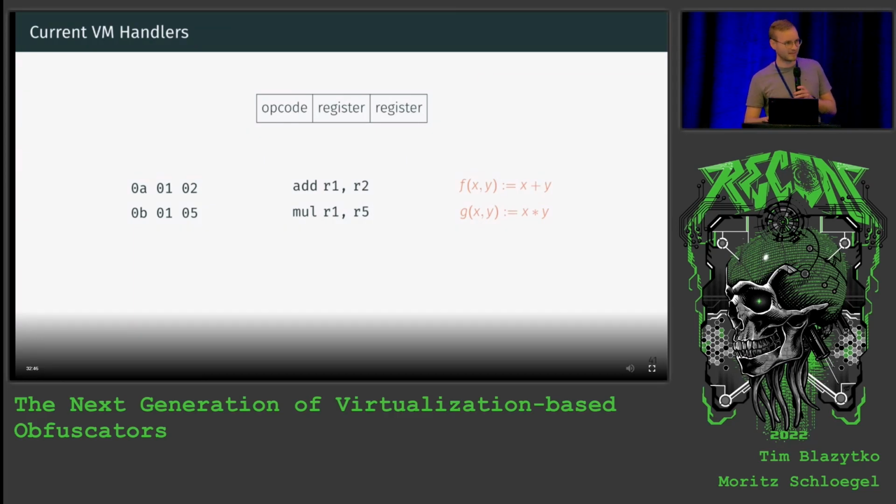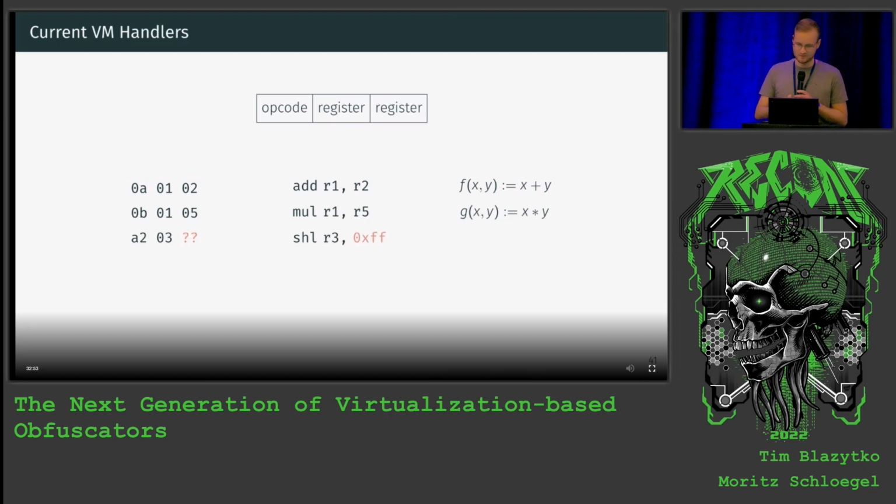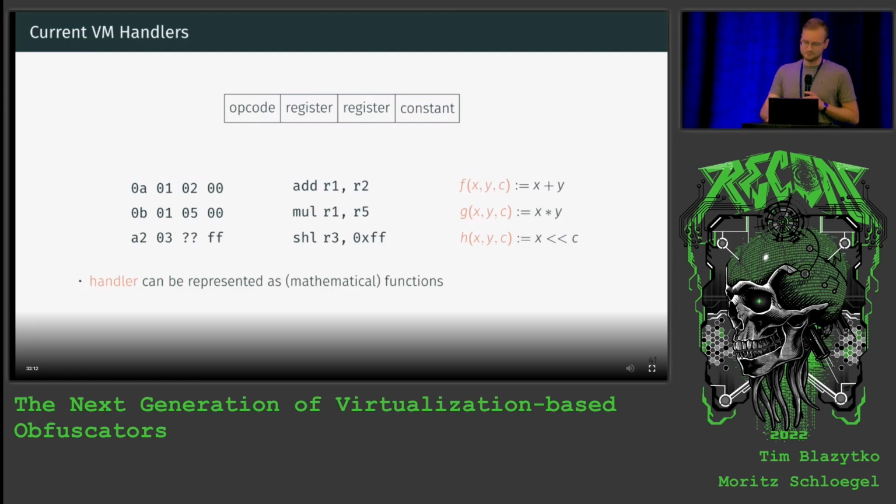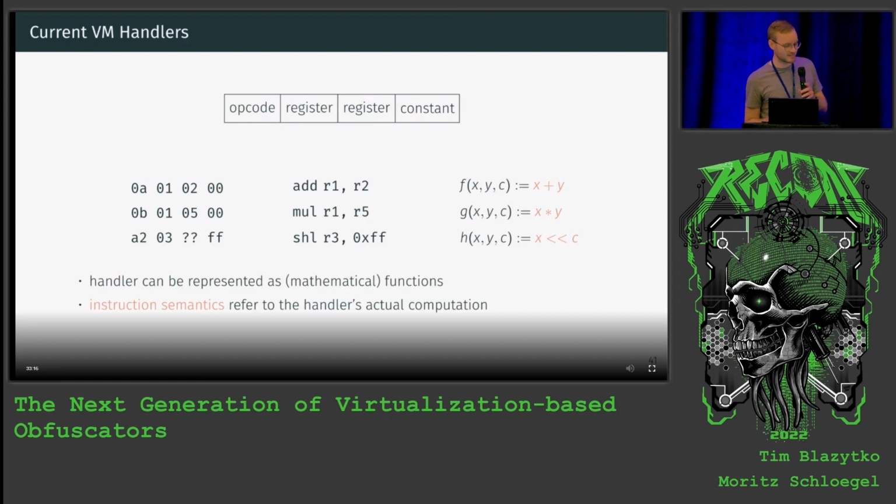And the other thing I'd like to get out of the way right now is how we will deal with constants. So there's the constant 0xff here in the instruction, and we will extend the instruction encoding to account for that, and consistently with that also the handlers. Okay. All right, so the handlers can be represented as functions, which we will do. And when I say instruction semantics in the following, I refer to the handler's actual computation.